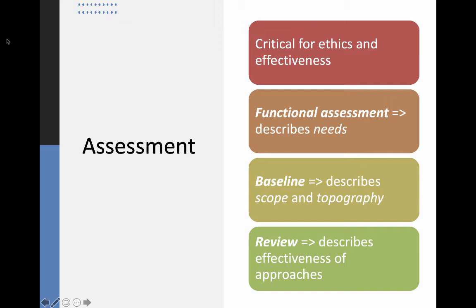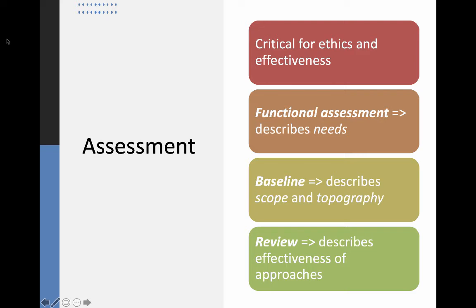And so we want to be able to go back and see whether we've made the difference we intended. The other thing that we might come up with in the baseline is called the topography. And that's a fancy way of saying the shape of the behavior, what actually happens. And the topography might be what we're most interested in seeing change. Let me give you an example.